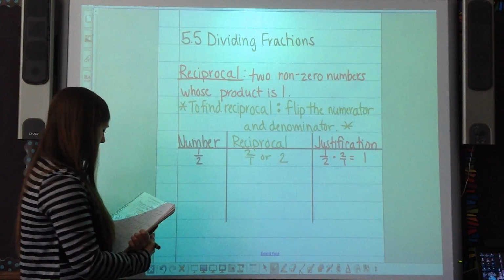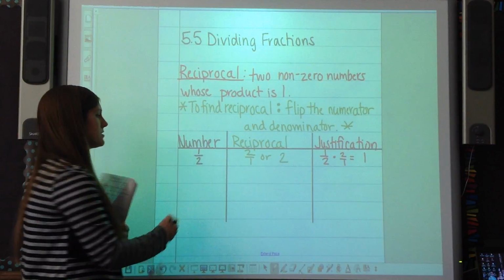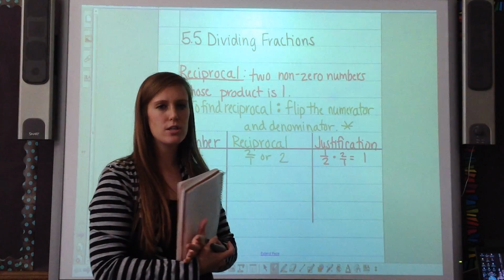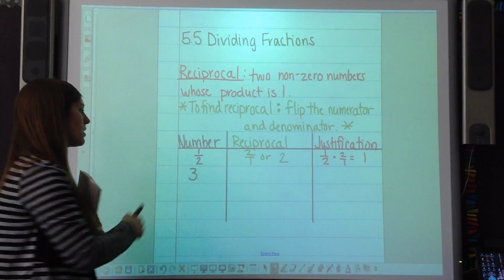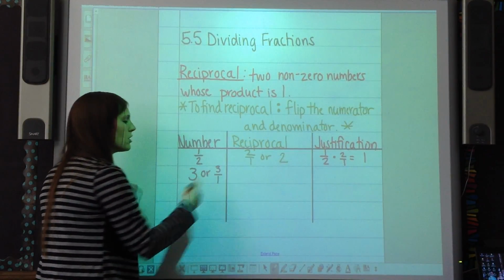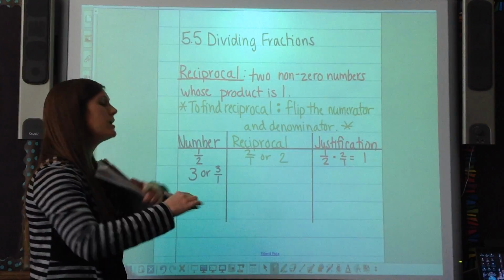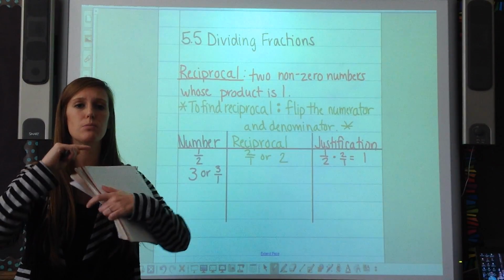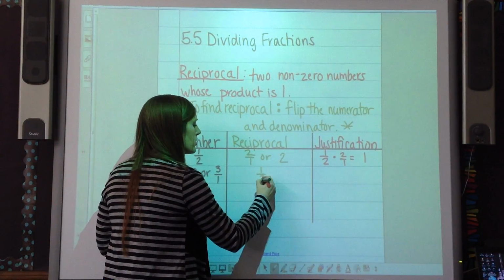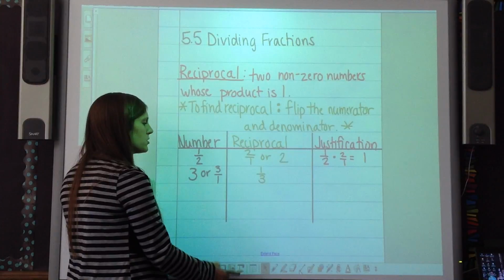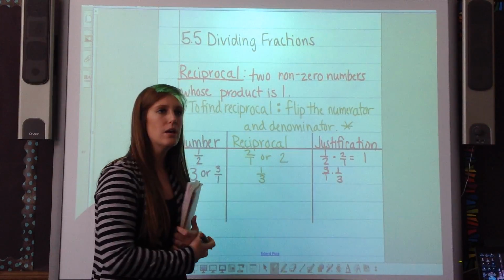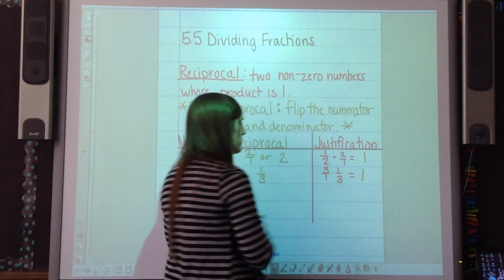So let's say we have something such as 3. You need to have a fraction to find the reciprocal, so you need to think about what 3 is as a fraction. To make any whole number into a fraction, you put it over 1. Now I can find the reciprocal. To find the reciprocal, you flip the numerator and the denominator. So the reciprocal is 1/3. And to prove that they're reciprocals, we multiply 3/1 times 1/3. We get 3/3. 3 divided by 3 is 1.